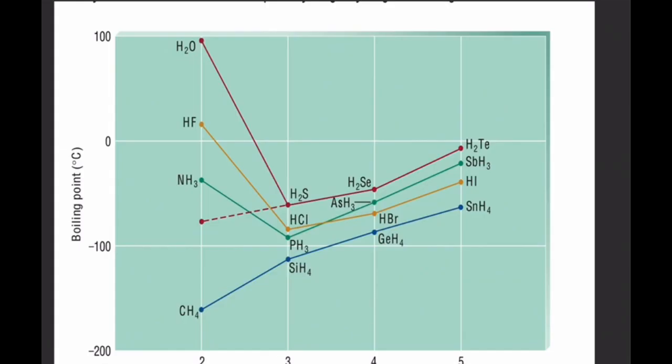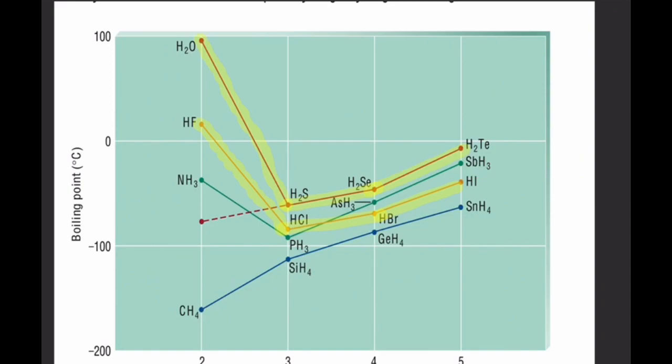In this diagram the boiling points of the hydrides of the oxygen family are shown, and water has the highest boiling point: H2S has a lower boiling point than water, H2Se lower than H2S, and H2Te is different again. So the boiling point of water is greater than that of the heavier molecules in the oxygen family, and it can be explained by hydrogen bonding. Similarly, hydrogen fluoride has a higher boiling point than HCl, HBr and HI, and the reason is the same. Hydrogen fluoride can do hydrogen bonding, but HCl, HBr, HI cannot.